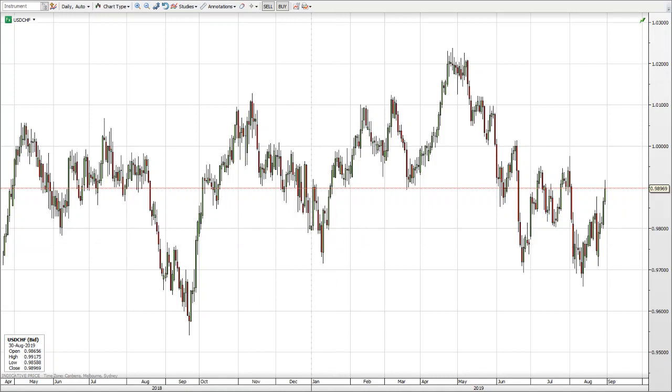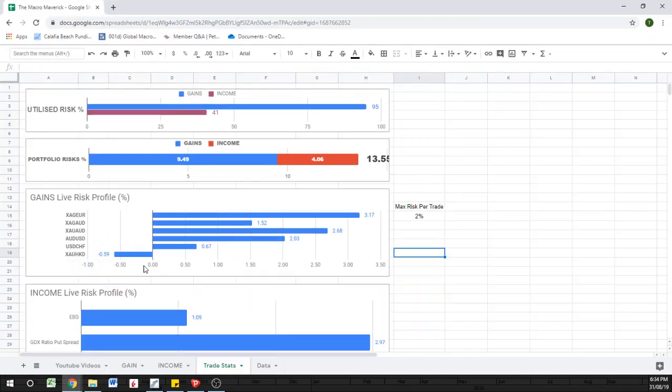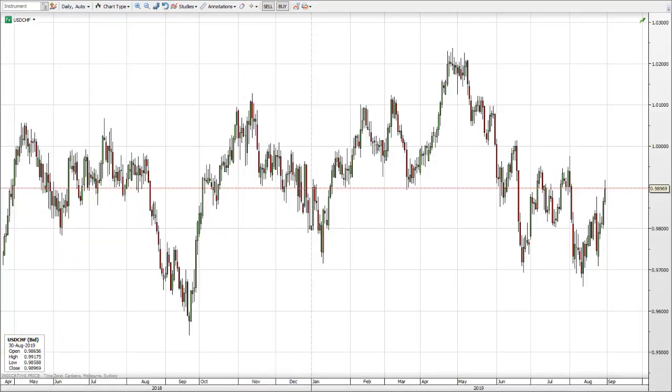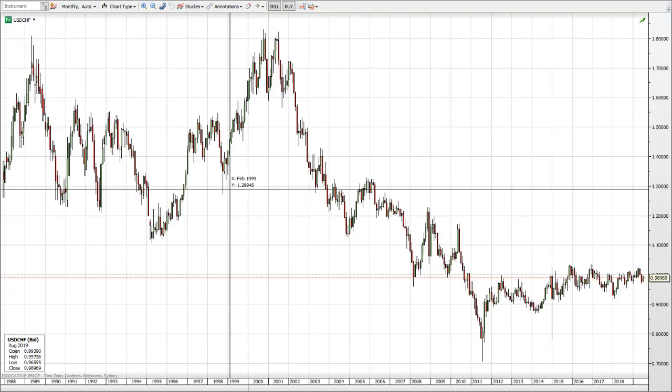Now, in terms of the two currencies, I've got 2% on the Australian dollar against the US dollar, which is why I'm not looking to add to it. And I've only got 0.67% on the US dollar against the Swiss franc, which is why I'm just looking to hold. And I wouldn't really be adding to it until that long-term monthly breakout really does form, and then that's when I'll potentially add to it.